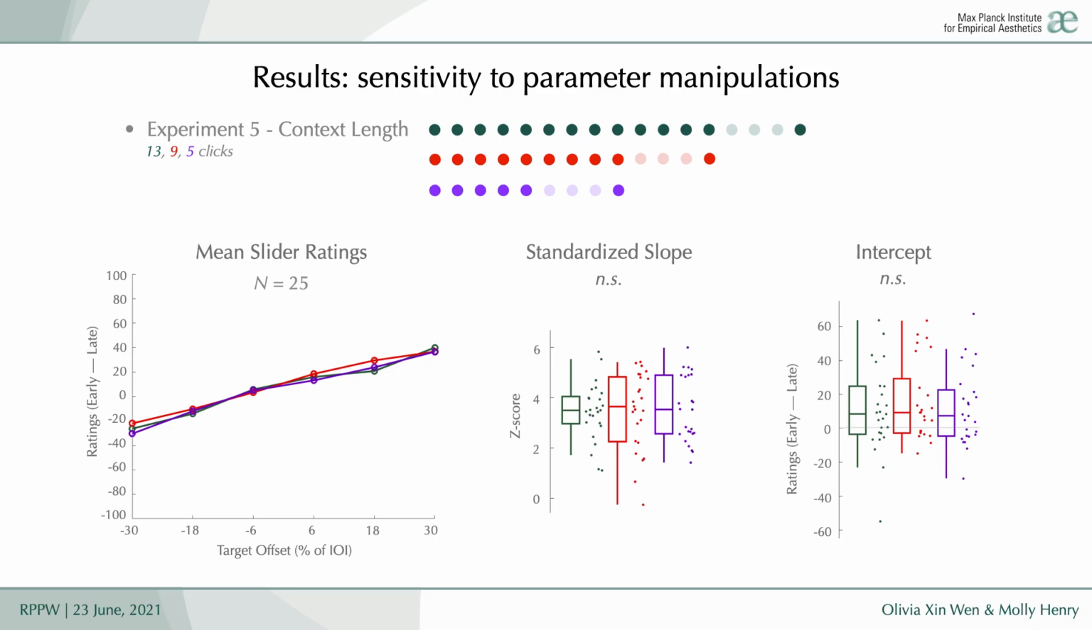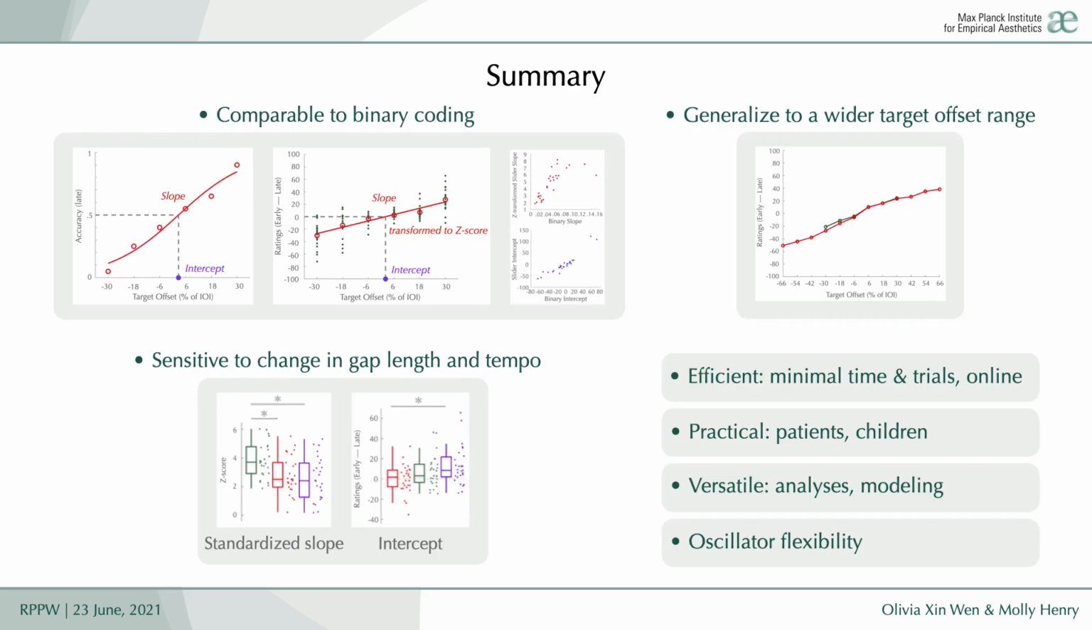To sum up, in studying oscillator flexibility, we adapted the slider paradigm for the extrapolation task. We showed that slider measures of sensitivity and bias are comparable to the binary measures. The slider paradigm generalizes to a wider range of target offsets and is sensitive to manipulation of stimuli parameters.